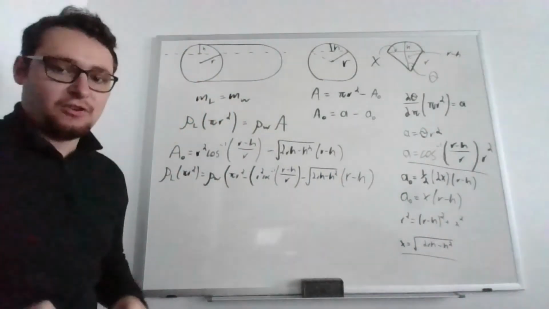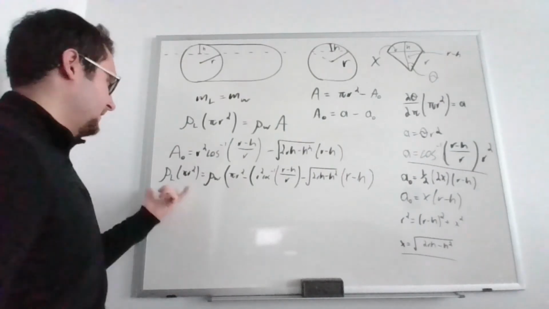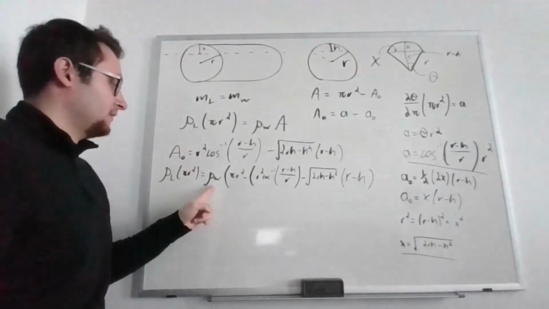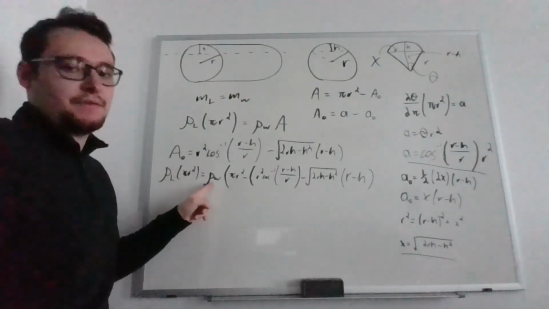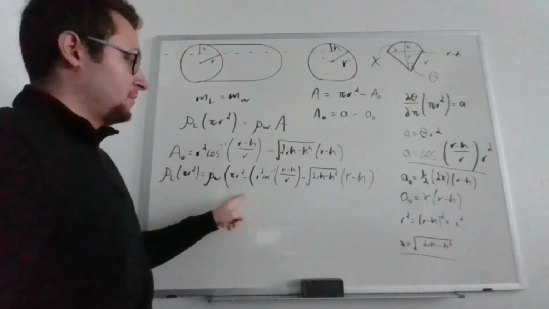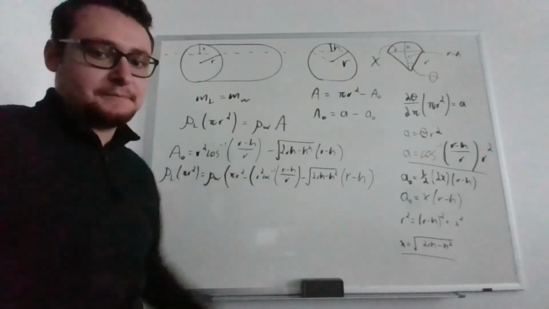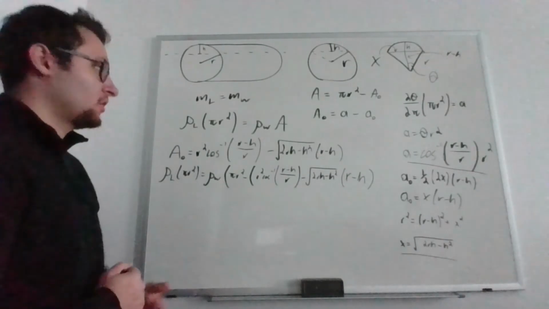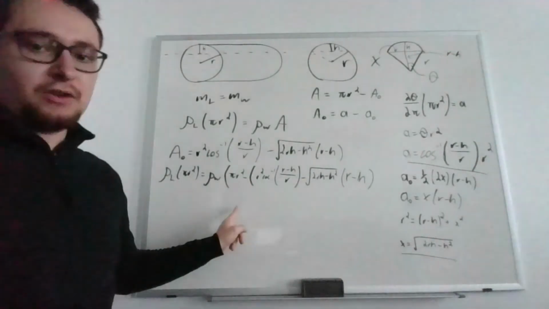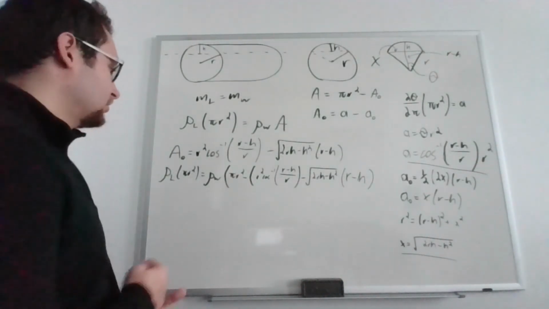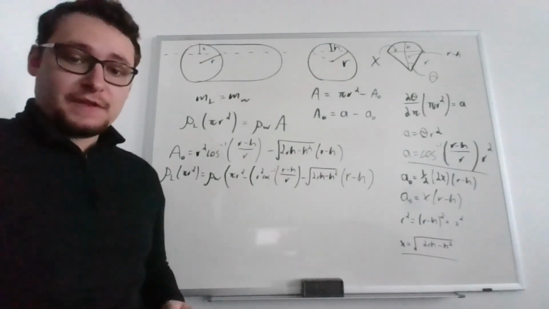This is starting to get longer and longer. However, we have the density of our log times pi r squared is equal to the density of our water multiplied by A naught. Or sorry, all of A. This pi r squared is now here as well. So a few more things to clean up.